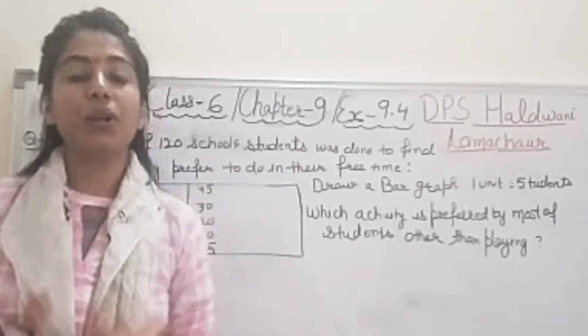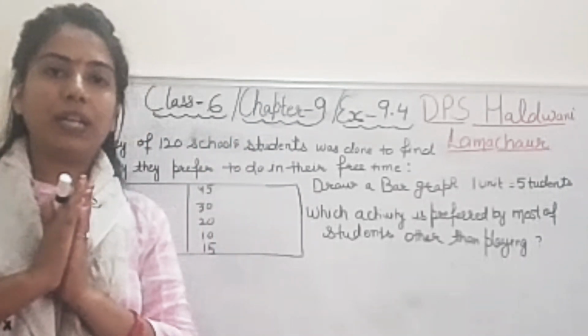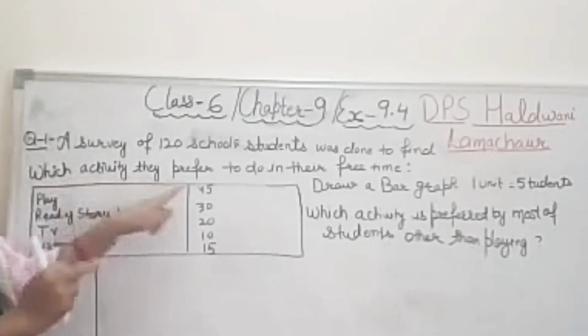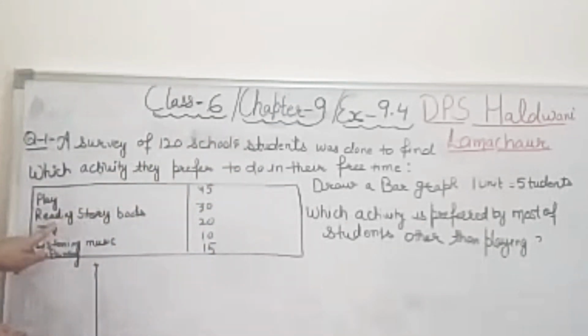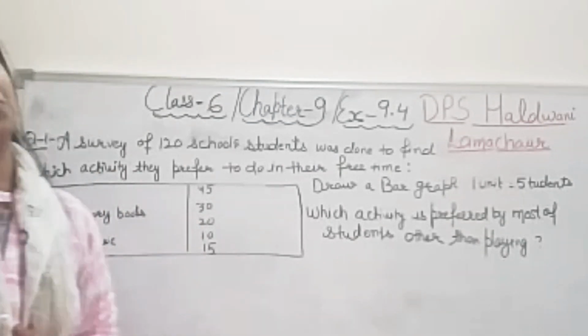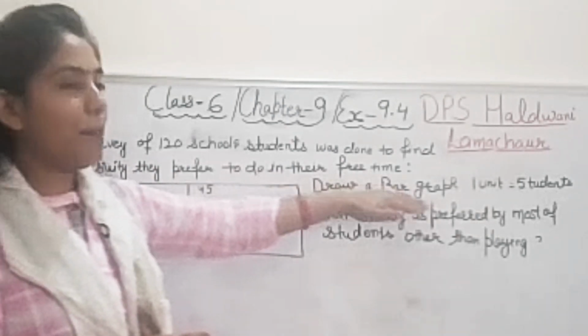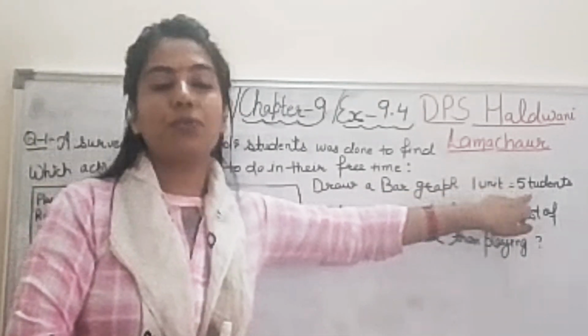So one survey is there, right students? And according to the survey, playing is the activity 45 students like the most to do in their free time, reading storybooks by 30 students, watching TV by 20, listening to music by 10 students, and painting by 15 students. So this is the table, right? What is the question? Draw a bar graph using the scale 1 unit length is equal to 5 students.